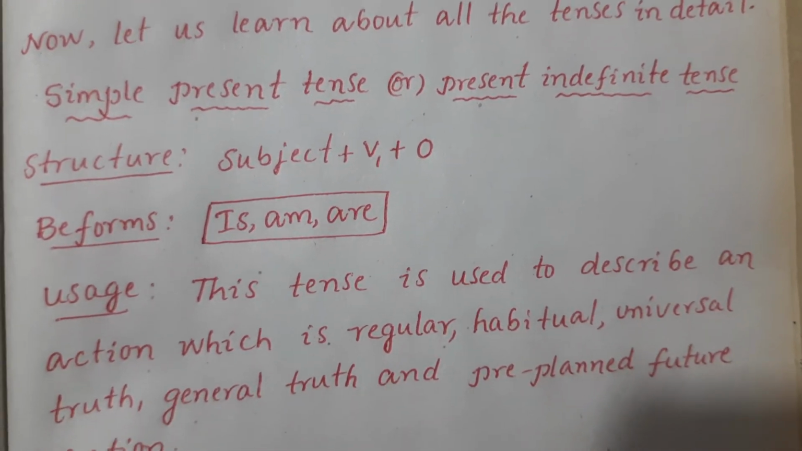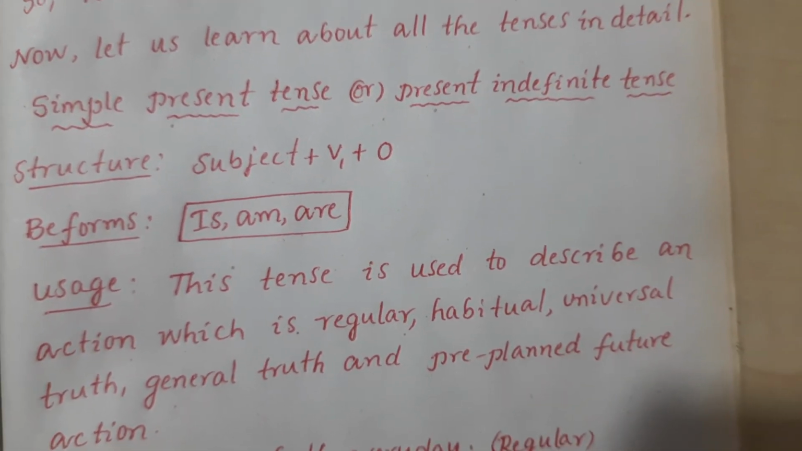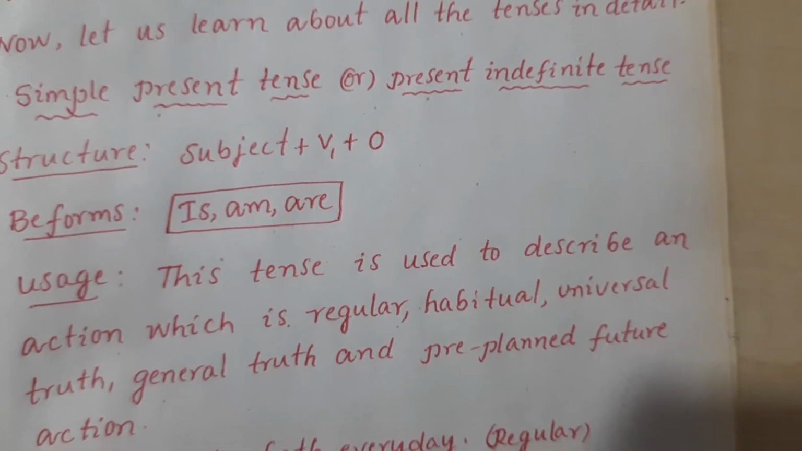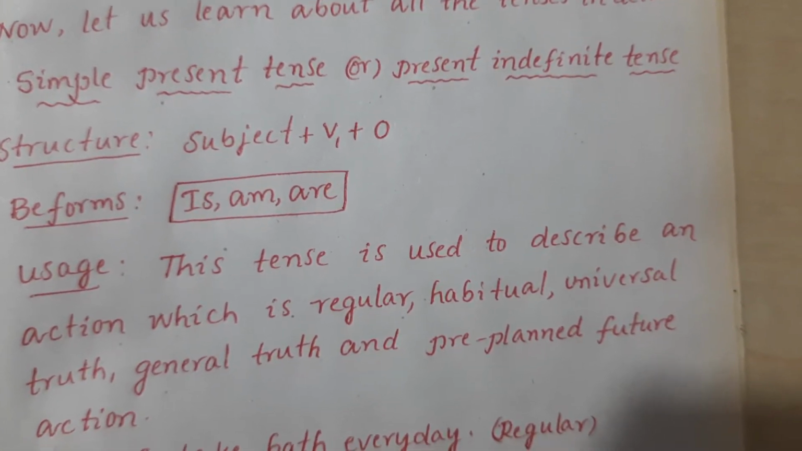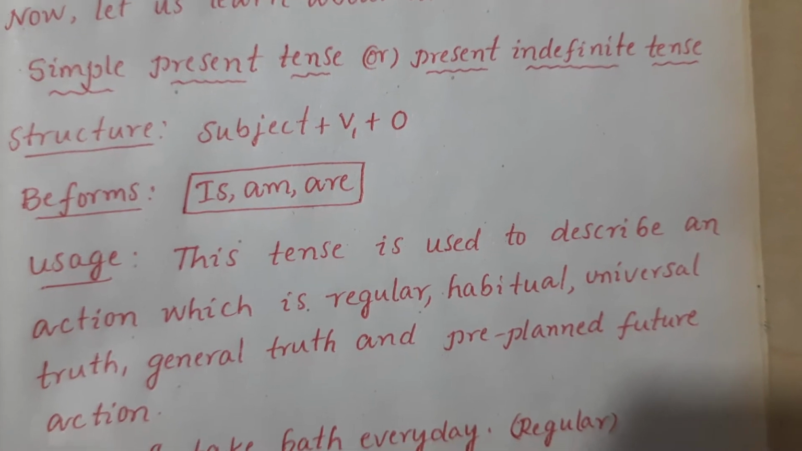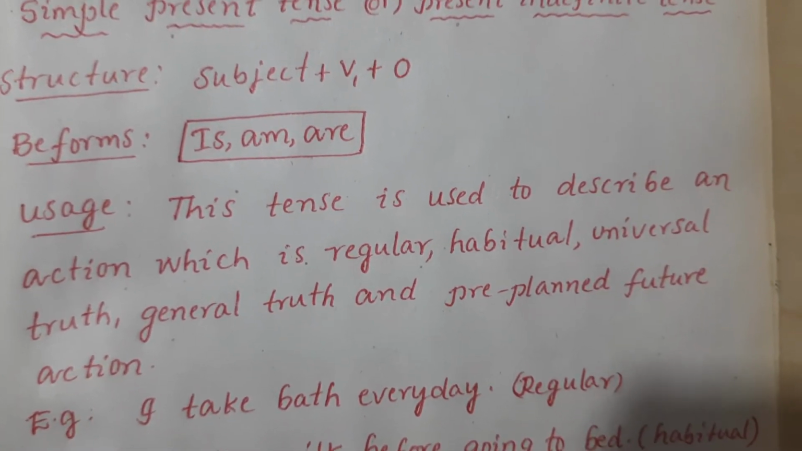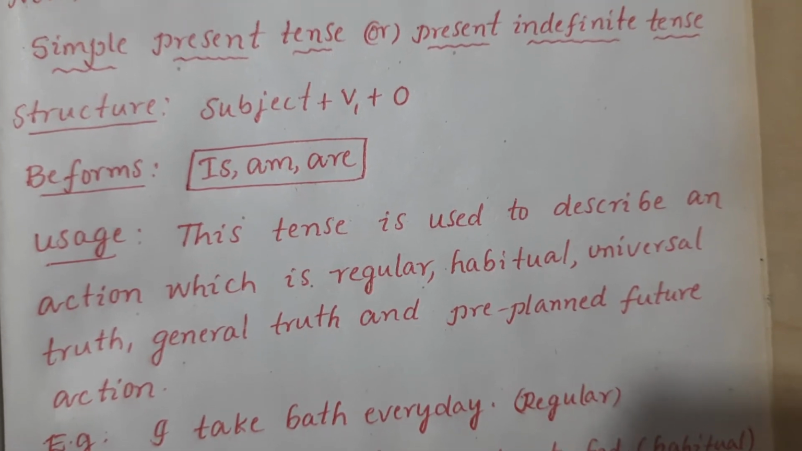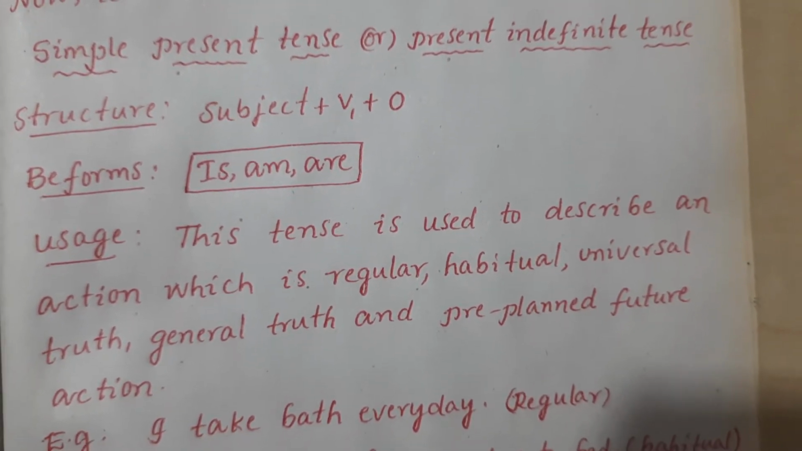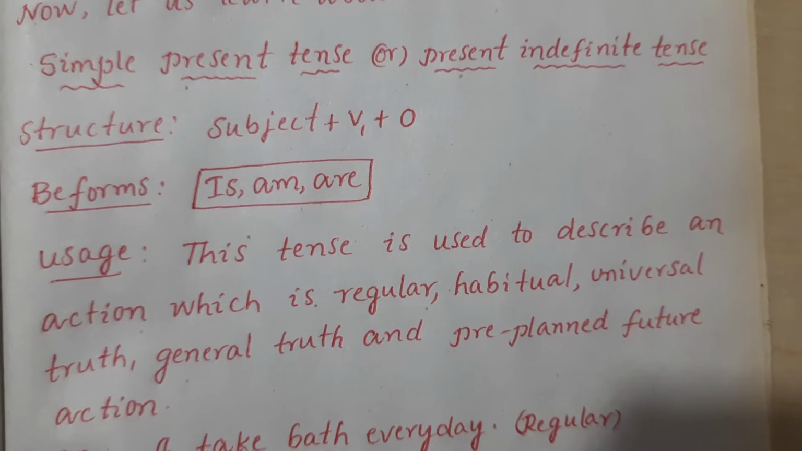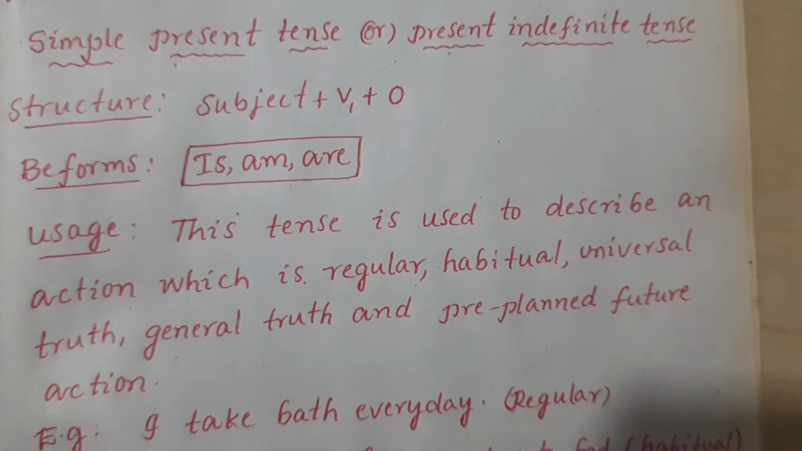The definition of this simple present tense is this tense is used to describe an action which is regular, habitual, universal truth, general truth, and pre-planned future action. We use this tense to describe the regular actions, habitual actions, universal truths, general truths, and pre-planned future actions.